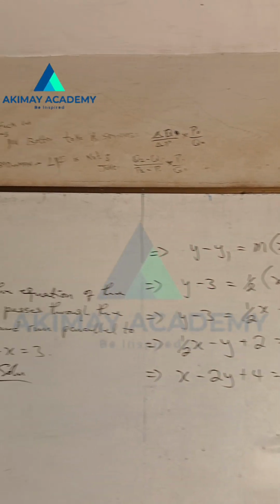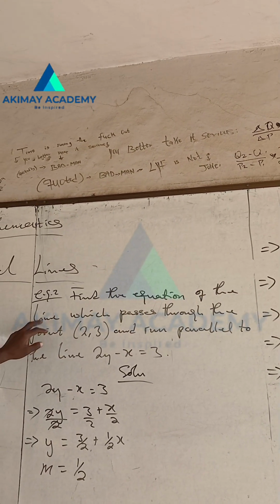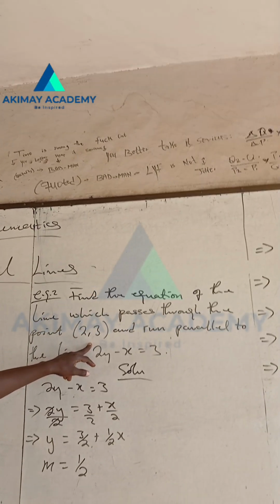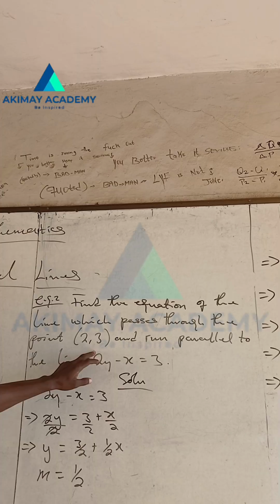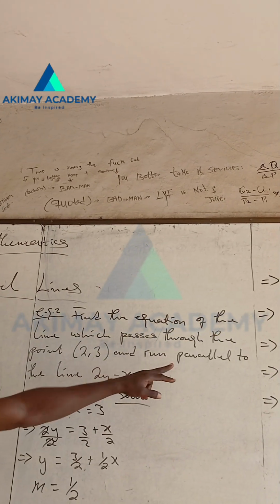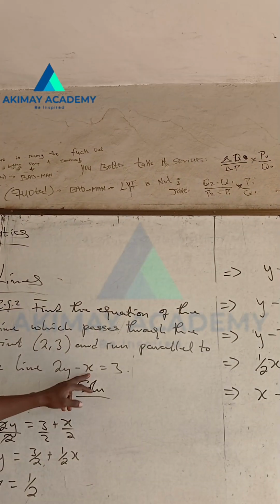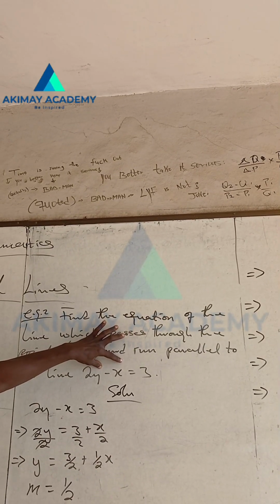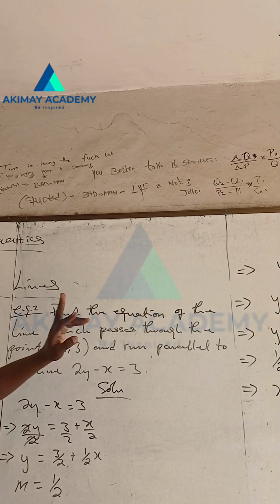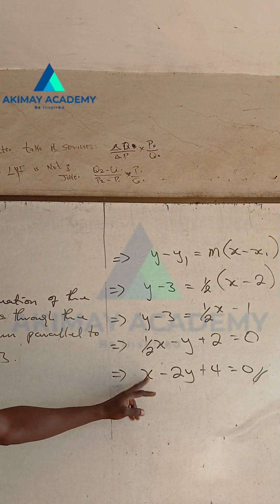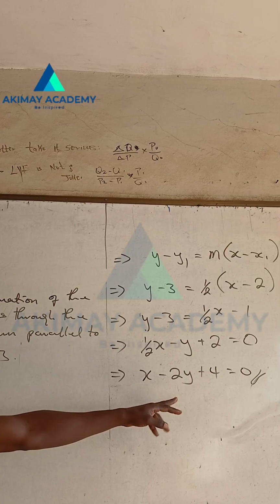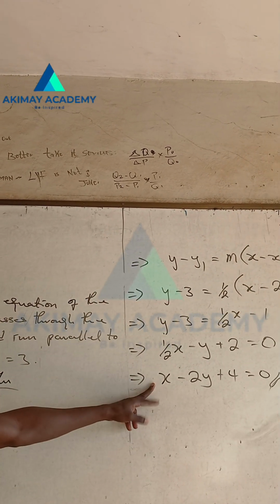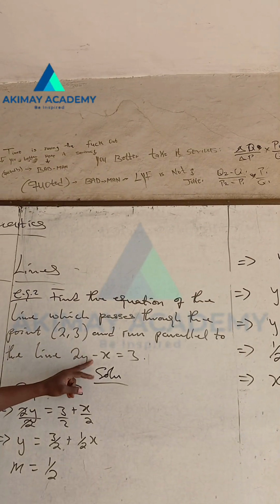So they said, find the equation of the line which passes through the point 2, 3. Okay, the equation of the line passes through the point 2, 3. And that particular line runs parallel to the line 2y minus x equals 3. So it means that this particular line, 2y minus x equals 3, and the line x minus 2y plus 4 equals 0 are parallel. It means the gradient over here will be equal to the gradient over here.